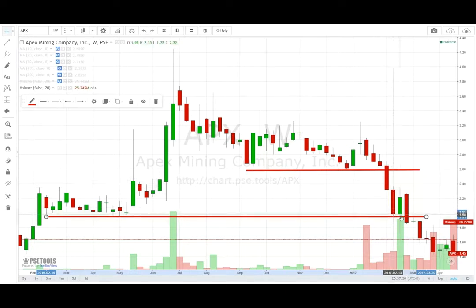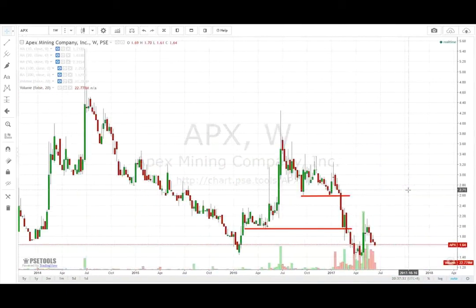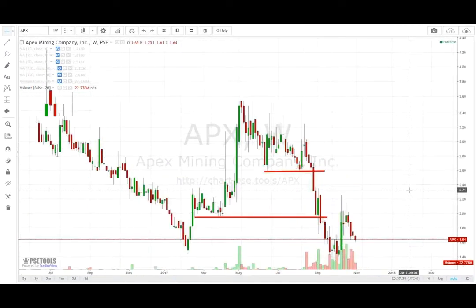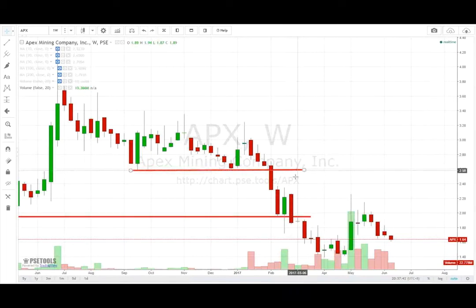Ang next na potentially sasalo sa'yo na support is 196. That's another 20% down. Syempre, sasabihin mo, too deep to cut na ako eh. Diba? So, you could have gotten away with 10% loss. Wala. Inintay mo na mag 30+% loss ka.